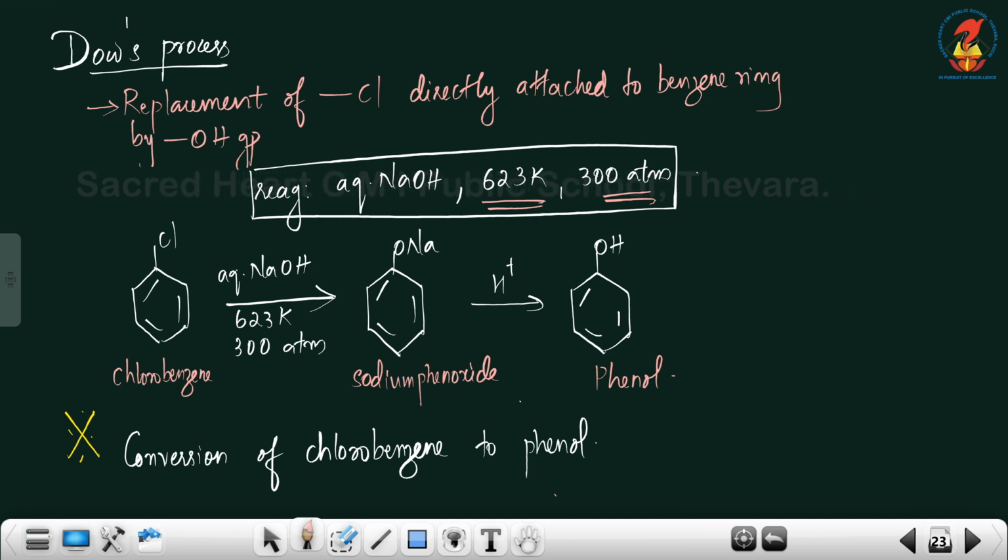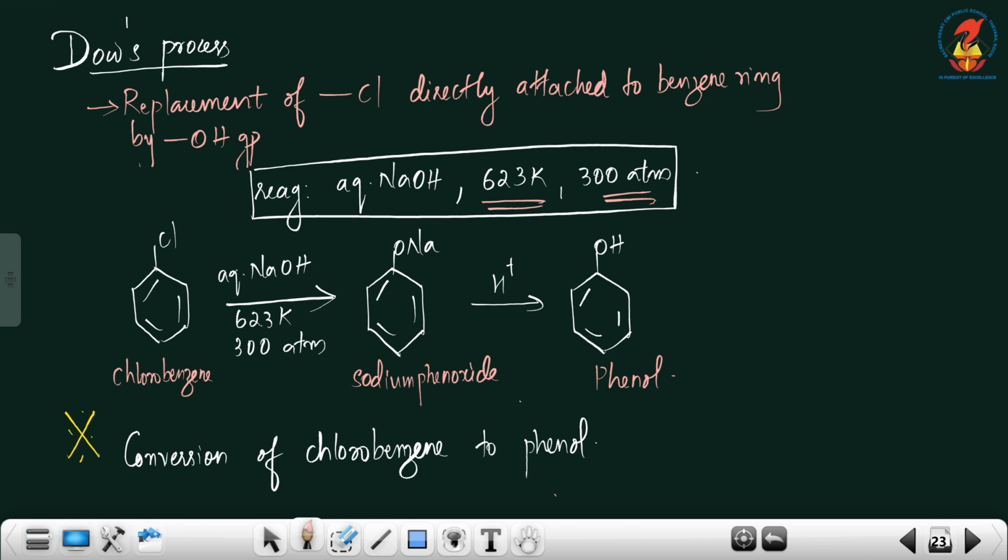So instead of phenol, first we will be getting the sodium salt of phenol, that is sodium phenoxide, which on acidification, on treating with any acid, ONa will become OH. So this is the equation for Dow's process.